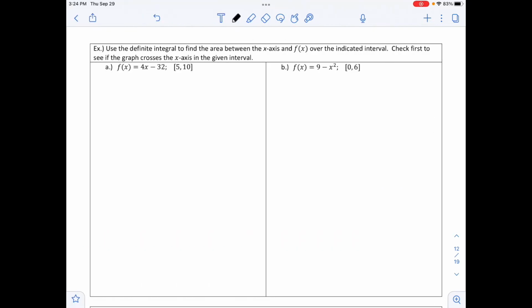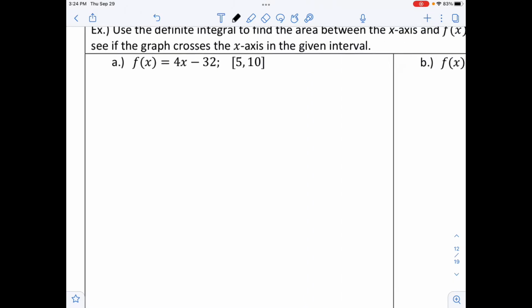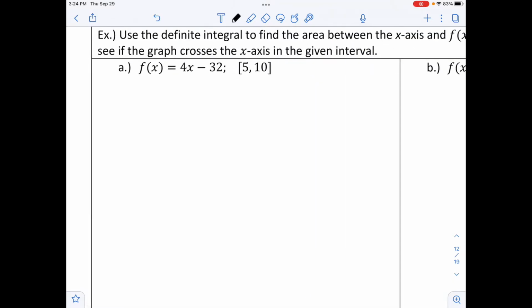The example at the top of the next page says use the definite integral to find the area between the x-axis and f of x over the indicated interval. Check first to see if the graph crosses the x-axis on the given interval. So the first one that we have is f of x equals 4x minus 32 over the interval from 5 to 10. And so I'm going to go ahead and sketch this graph to see what it's doing.